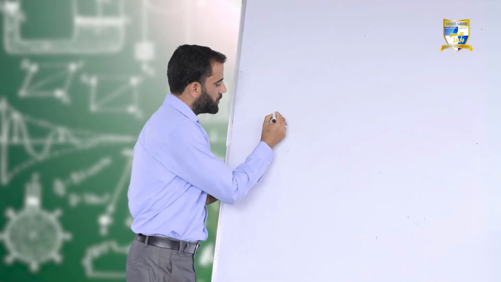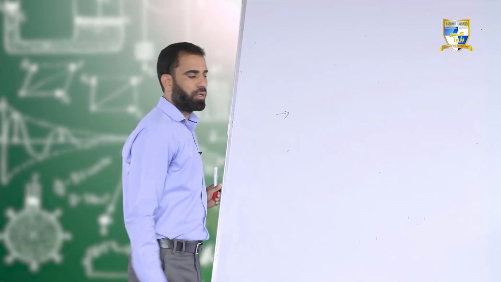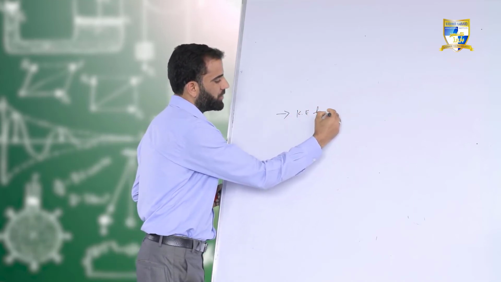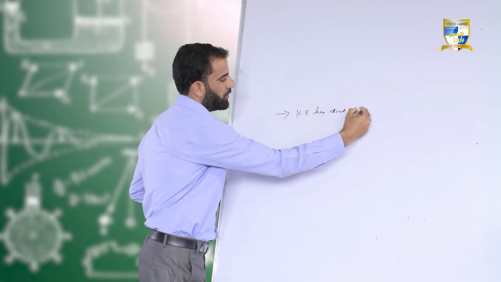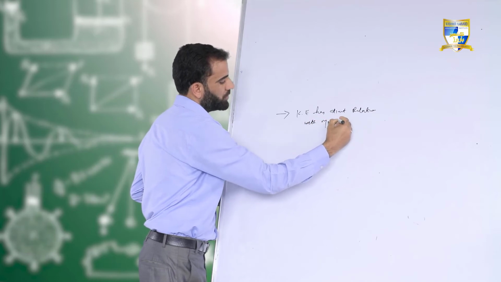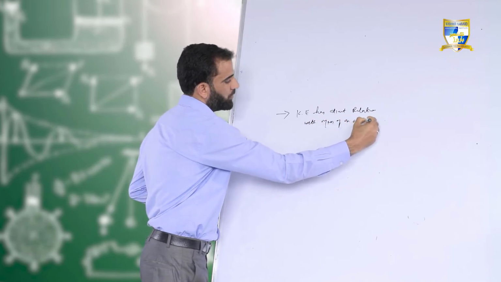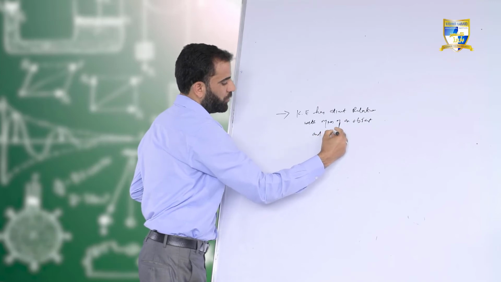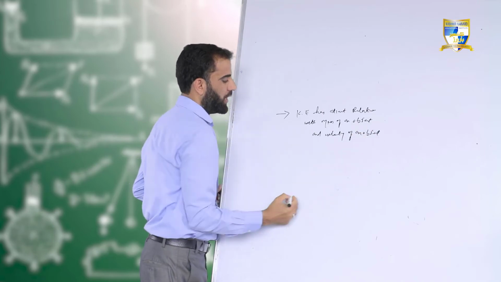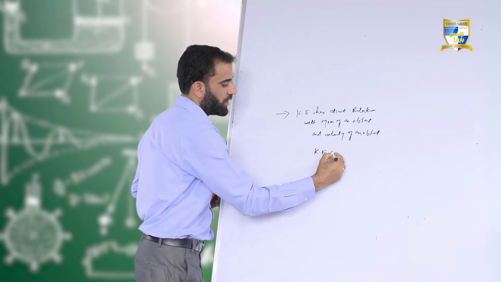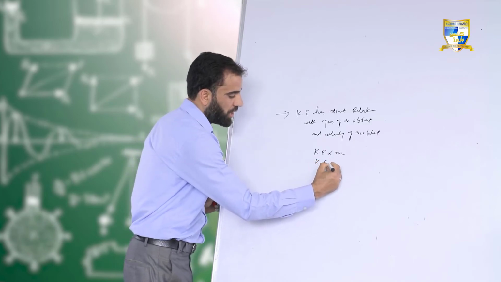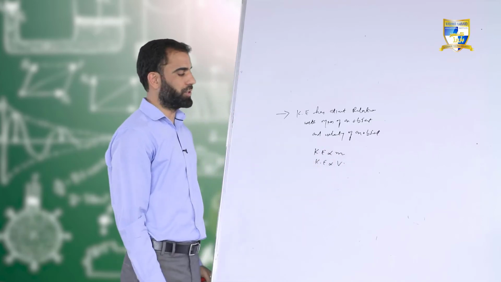So what we have here is that kinetic energy has a direct relation with the mass of an object and the velocity of an object. That is, kinetic energy has a direct relation with the mass of an object, and kinetic energy has a direct relation with the velocity of an object.